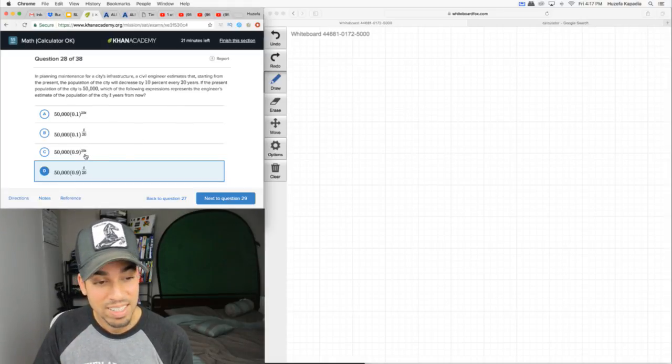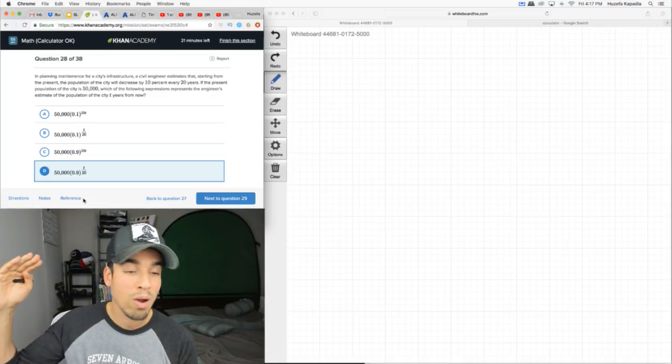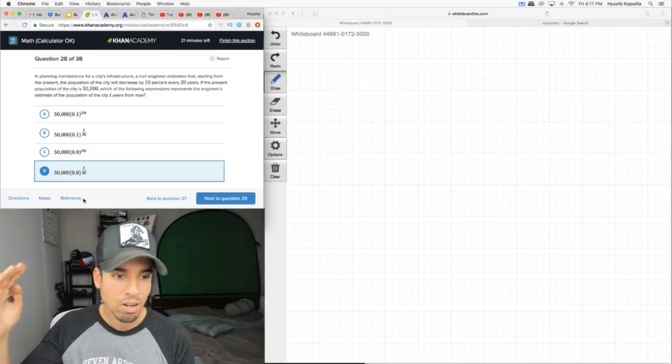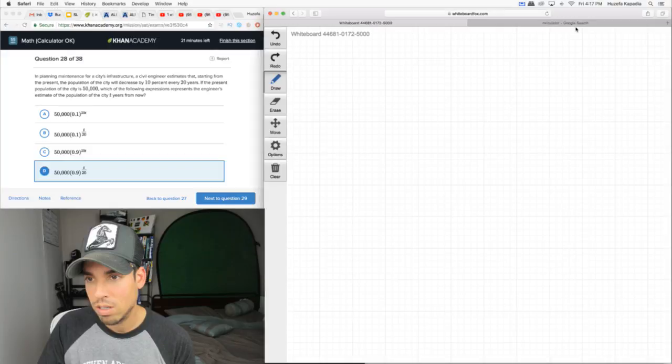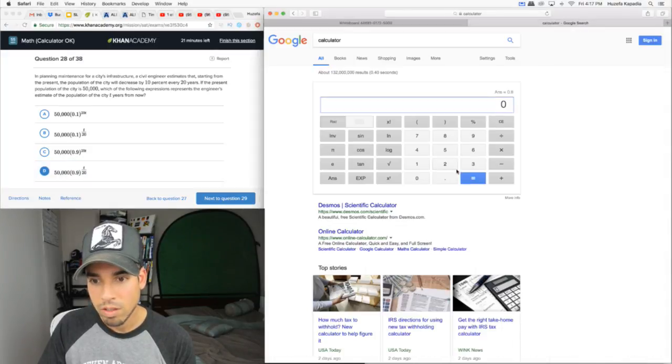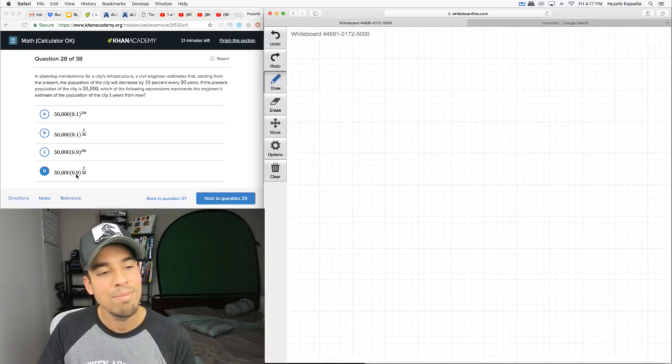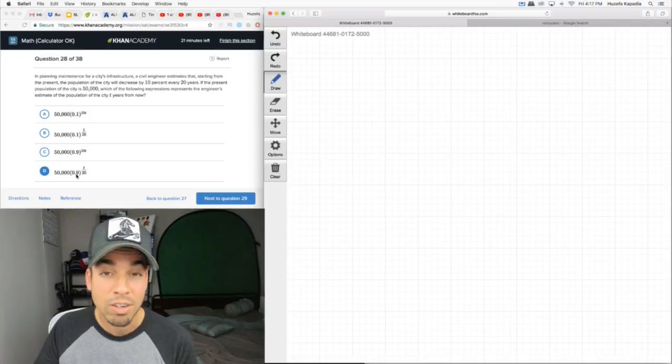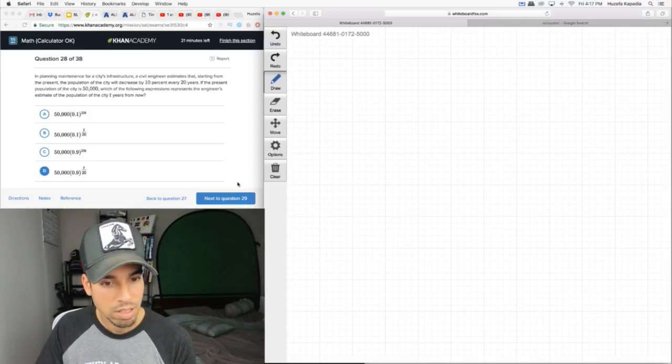This one will be insane because it'll be 20 times 20, which is 400, 0.9 to the 400th power, which is going to be, I don't even know what that is. Here, I'll show you what it is. 0.9 to the 400th power equals some super tiny number. That means in 20 years it would drop to almost 0, which doesn't make any sense. So it's D.